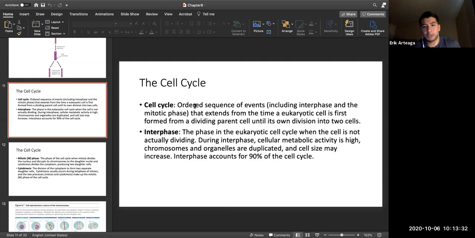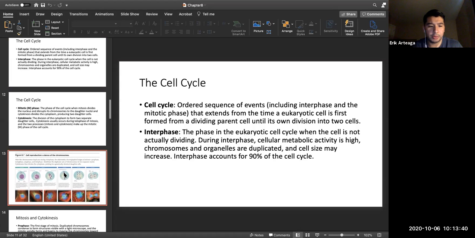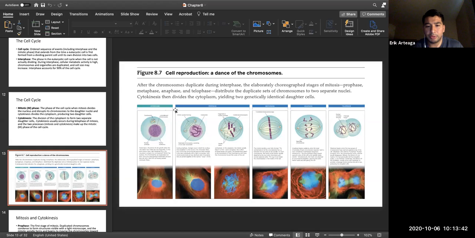Cell cycle, this prevents against cancer, right? There's certain steps that the cell needs to take in order to perform interphase, telophase, cytokinesis, all of that, okay? These are the different stages. Interphase, the majority of the time is spent here.